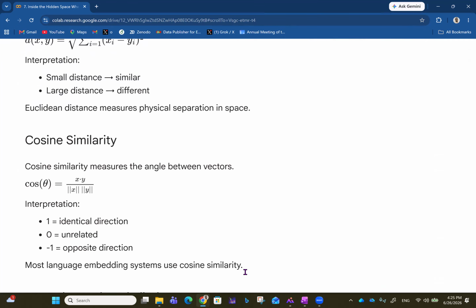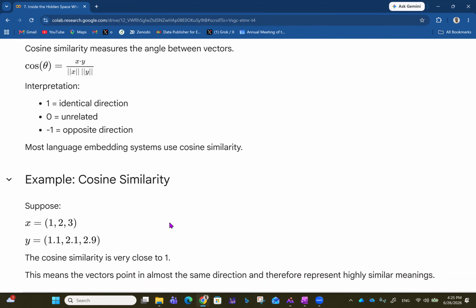On the other hand, we have cosine similarity, which measures the angle between vectors. So cos theta is x dot y over modulus x times modulus y. The interpretation is that if the cosine similarity is one, we have identical direction, so it means the vectors are facing the same direction. If it is zero, it means the vectors are unrelated. That is, they are inclined at an angle of 90 degrees. They are perpendicular. Then if it's minus one, you have opposite direction. So most language embedding systems use cosine similarity because they show direction rather than just distance apart.